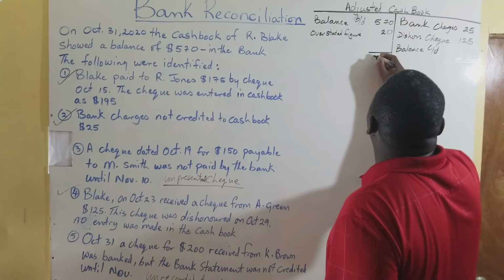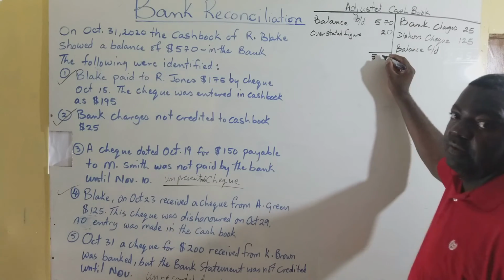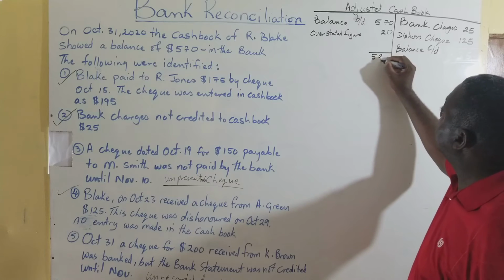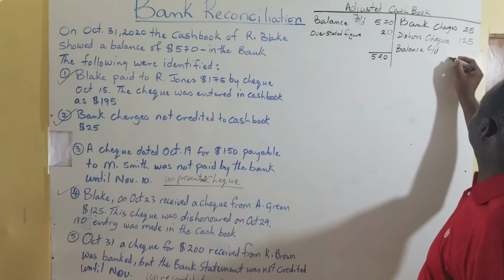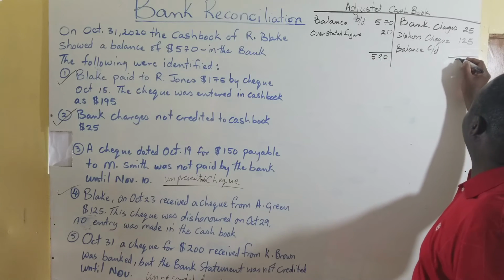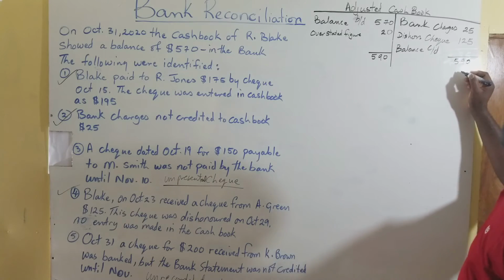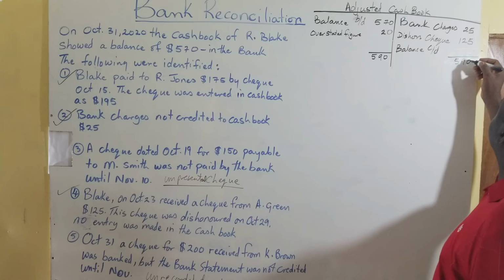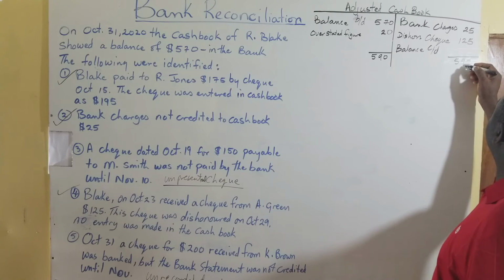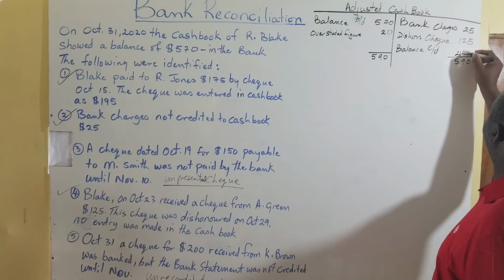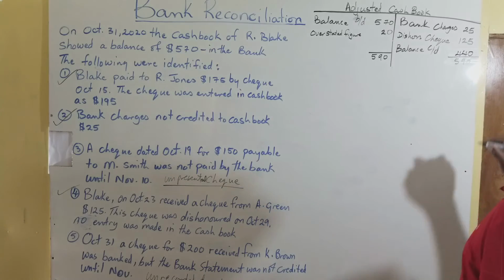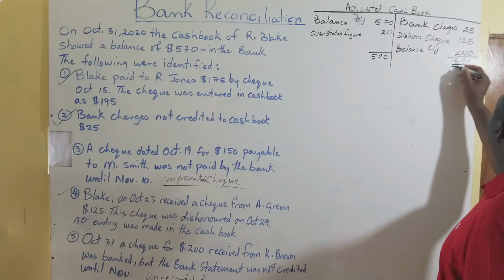Our total here would be 5,590. Yes, it would be 590. When we take 150 from 590, we're going to get 440. Yes, so we can close this off.